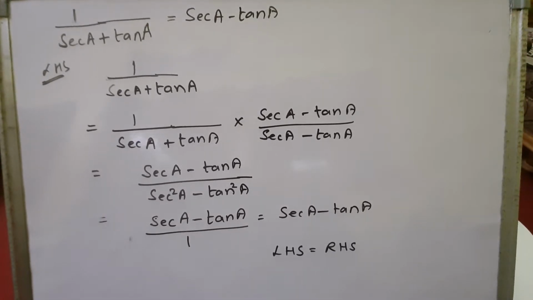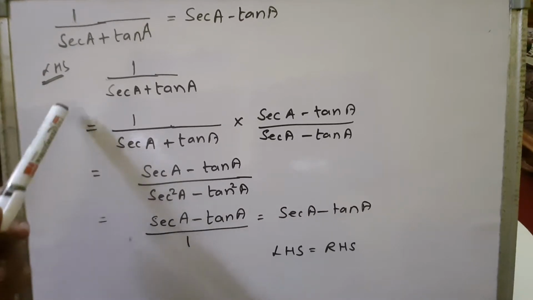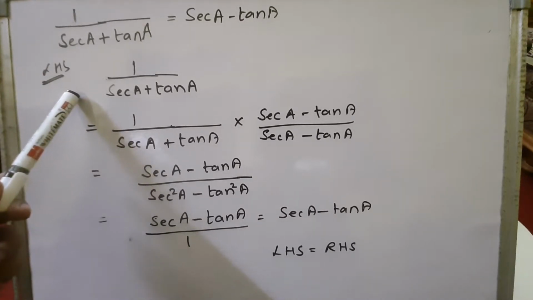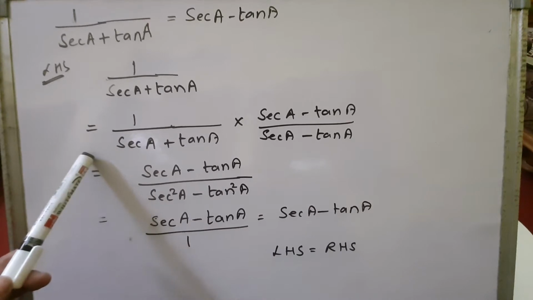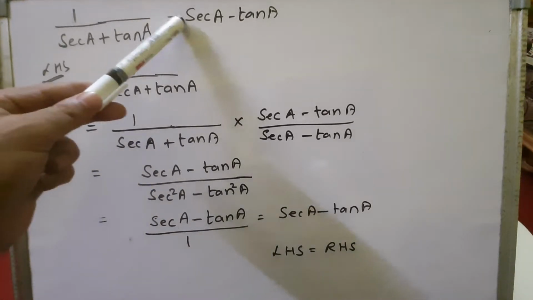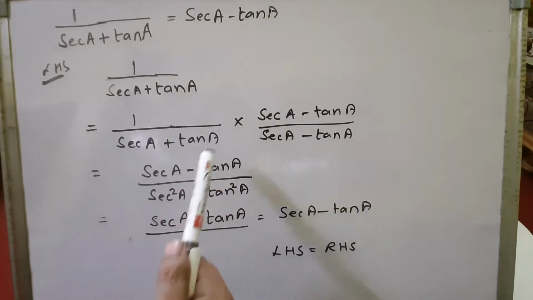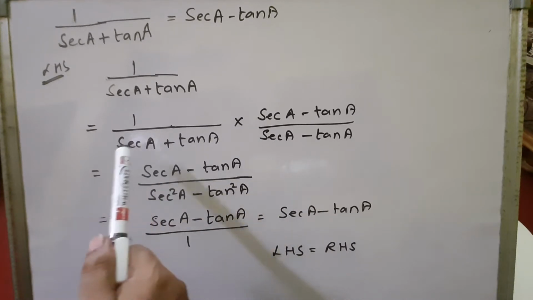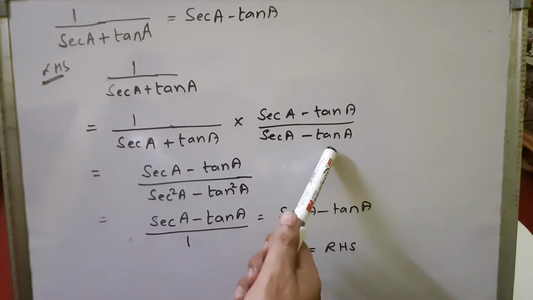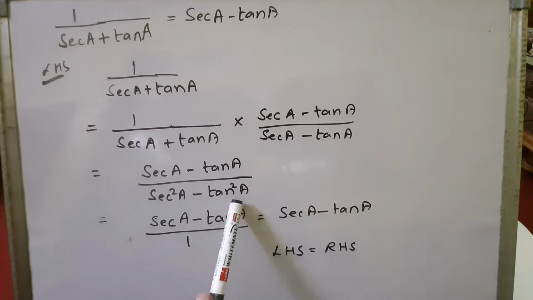Let's see the solution. Again, we are going to pick the left hand side, that is 1 upon sec a plus tan a. And in this left hand side, because we have to obtain sec a minus tan a here, what I have done is multiply sec a minus tan a in both numerator and denominator. When we do that, 1 into sec a minus tan a will give sec a minus tan a, and sec a plus tan a into sec a minus tan a will give sec square a minus tan square a.